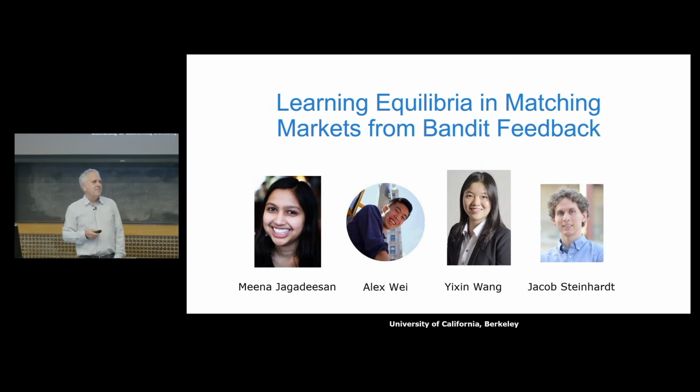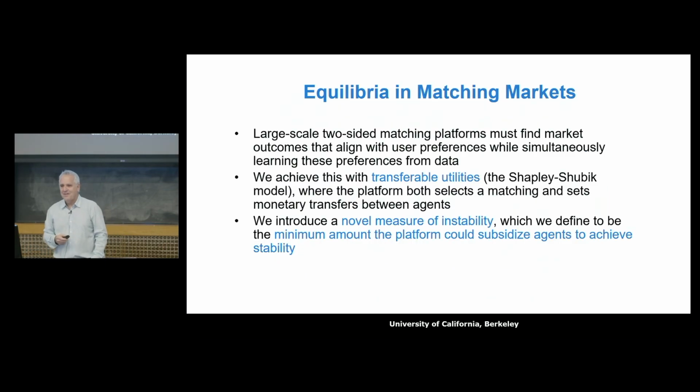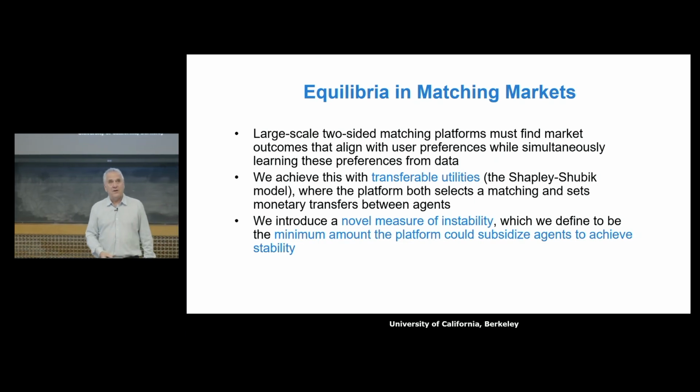Then Alex came and said, no, we've got to think about money. And so this paper goes further in allowing the Shapley-Shubik model, where you have monetary transfers, more like Uber. In Uber, you have a matching between a rider and a driver, but the rider pays the driver. Got that backwards. Okay, so we'd like to now find these market outcomes that align with user preferences on two sides of the market, while we're simultaneously learning from data.